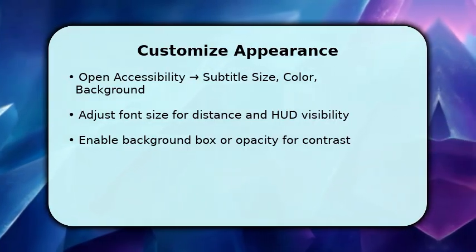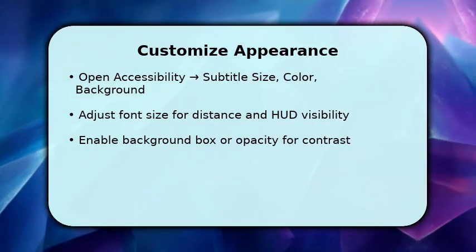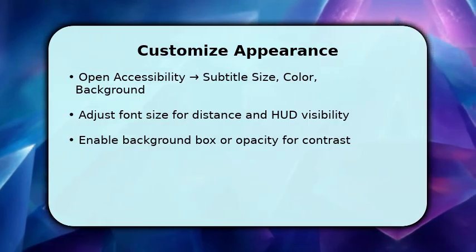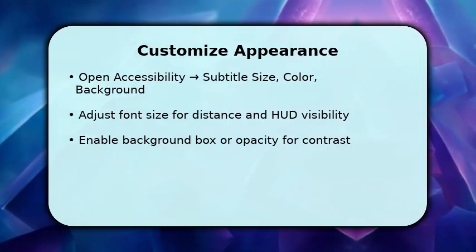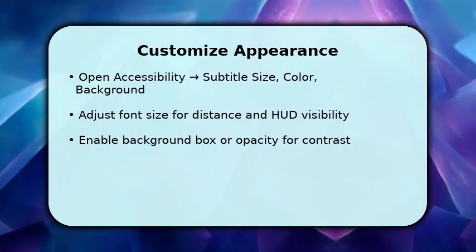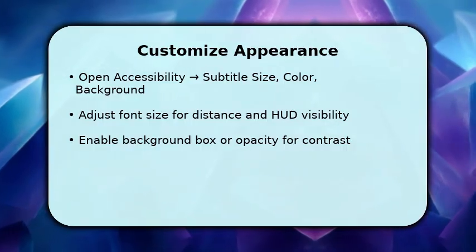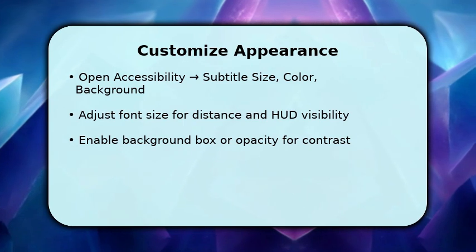You can change contrast and outline to improve legibility against landscapes. Make incremental tweaks, test in a cutscene or noisy gunfight, then refine. On PC, if in-game options feel limited, use controller or keyboard to reopen menu after each change.